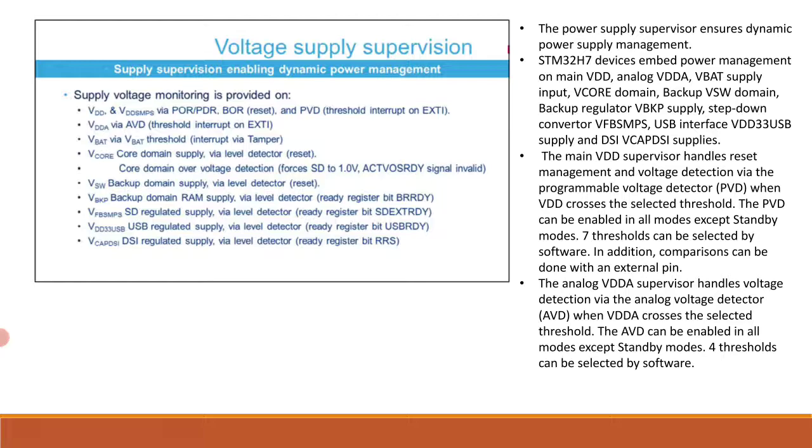mode. The step-down converter VFB SMPS supply supervisor verifies that the converter is ready and the supply is at the selected level. The USB interface VDD33 USB supply supervisor verifies that the USB interface supply is present. The USB supervision can be enabled in all modes except standby modes. The DSI regulator VCAP DSI supply supervisor verifies that the DSI regulator is ready to supply the DSI interface.